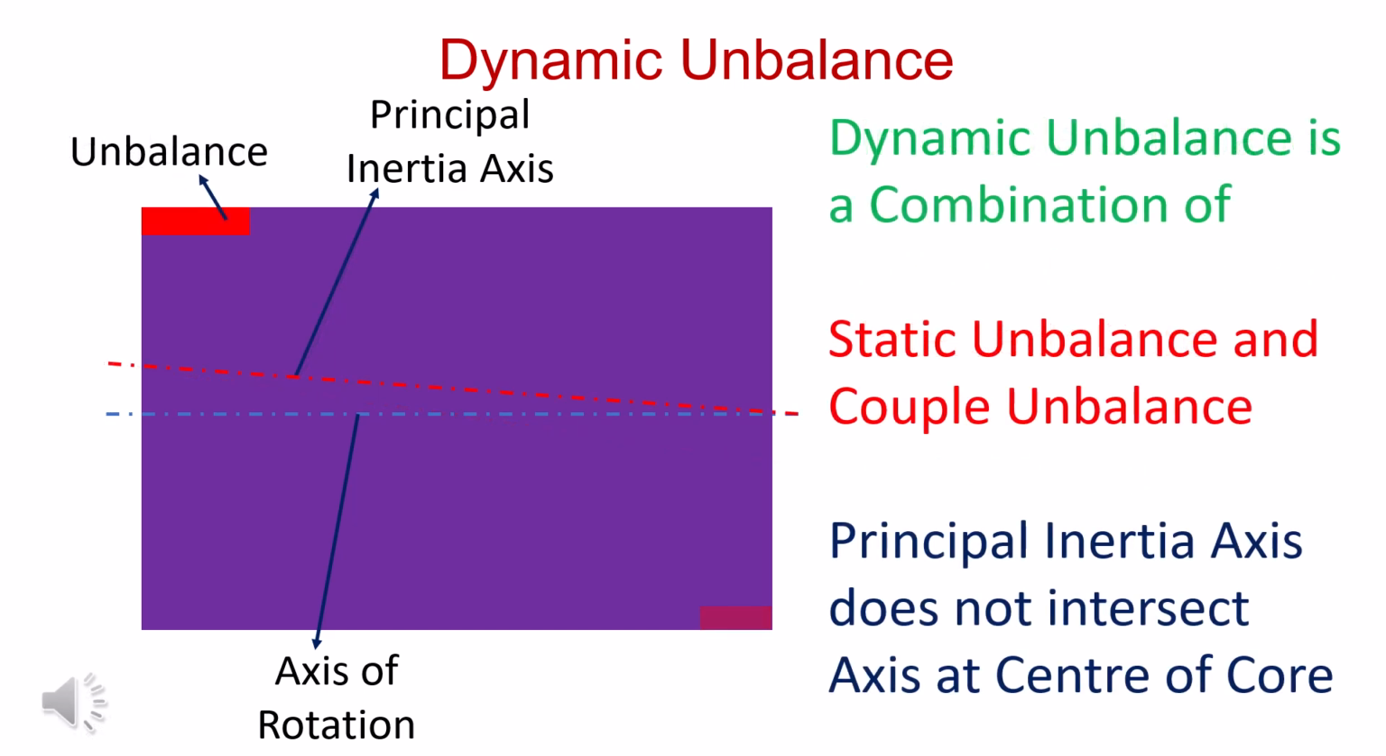Dynamic unbalance is a combination of static unbalance and couple unbalance. Principal inertia axis does not intersect axis at the center of core.